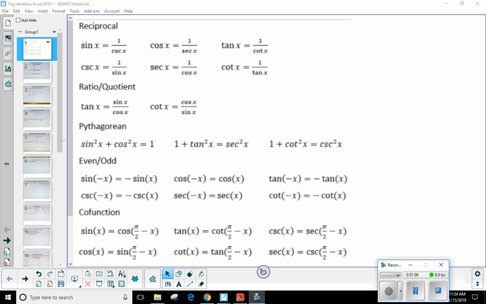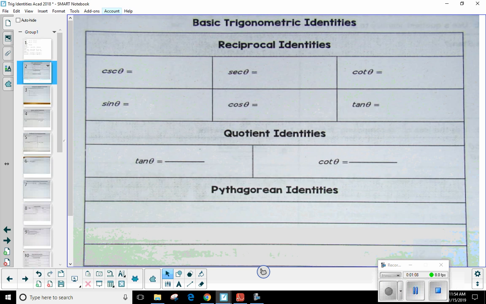All right, so let's see what we got here. There's a lot of categories that we can break these identities into, but we're going to start with what's called the reciprocal identities. Now, a lot of these you're probably going to be familiar with. Some of them not so much, but let's see what you guys think.